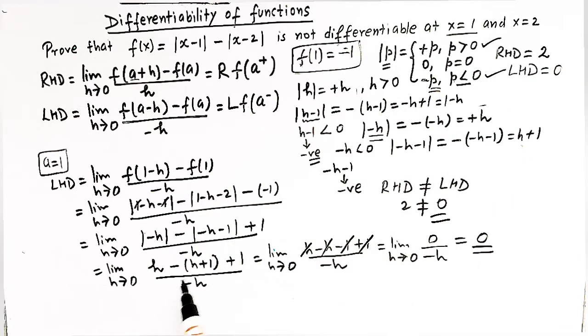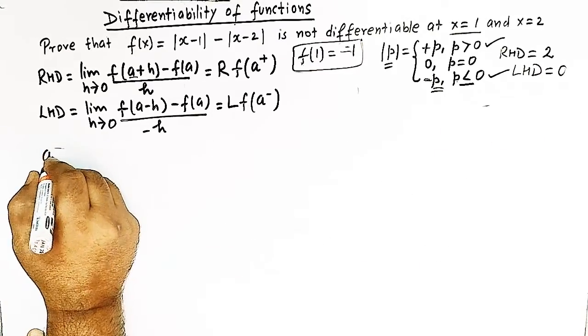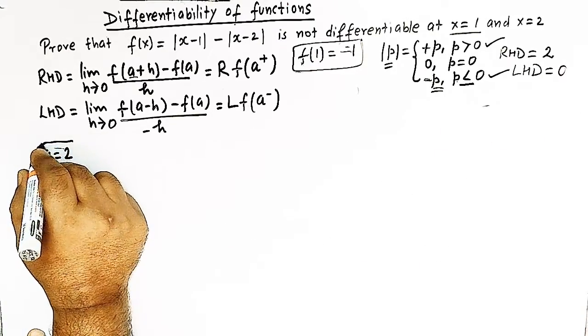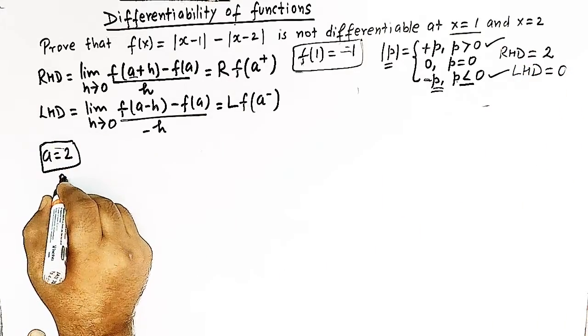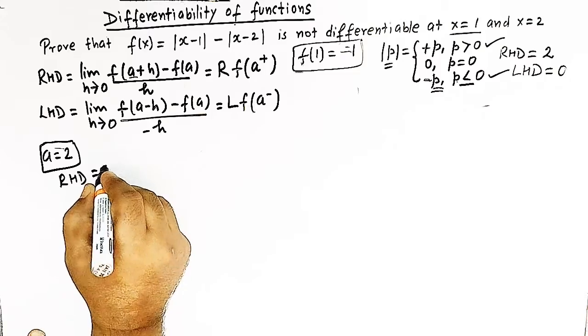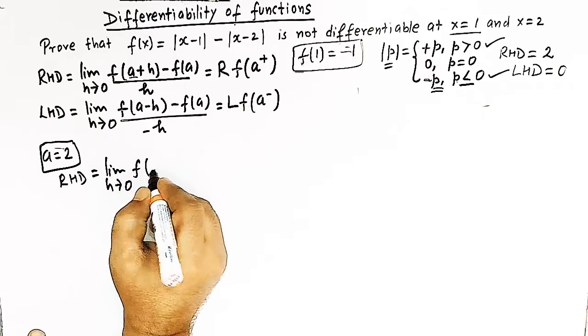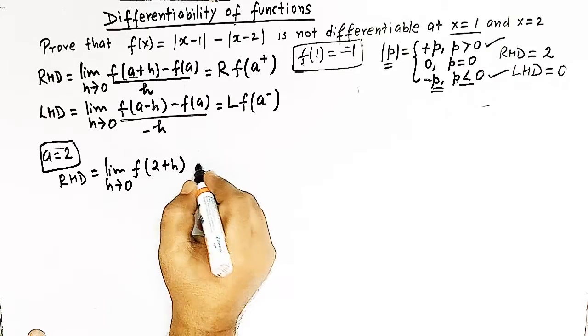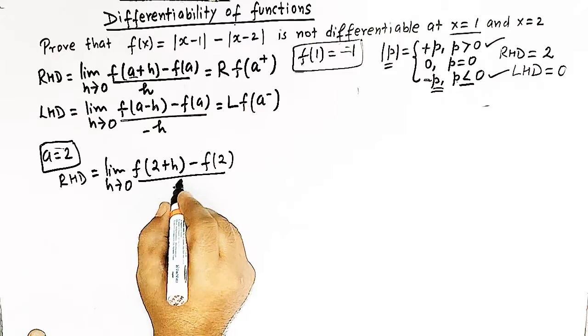So now let us consider this point, that is x is equal to 2. So now consider this point, that is a is equal to 2. So now the right hand derivative is given by limit h tends to 0, and we have f of 2 plus h minus f of 2 divided by h.